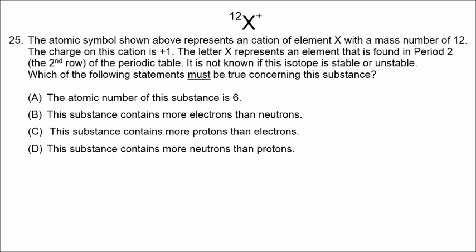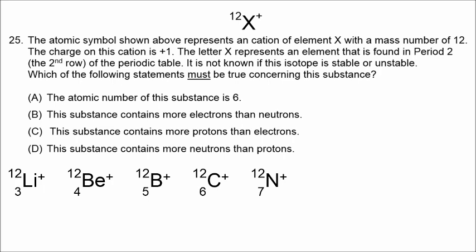Now for number 25, we have a mystery element X, and all we know about this element is that it has a mass number of 12, it has a charge of positive 1, and it's found somewhere in period 2 of the periodic table. So period 2 contains elements such as lithium, beryllium, boron, carbon, nitrogen, oxygen, fluorine, and neon. So there are the atomic numbers for those 8 elements.